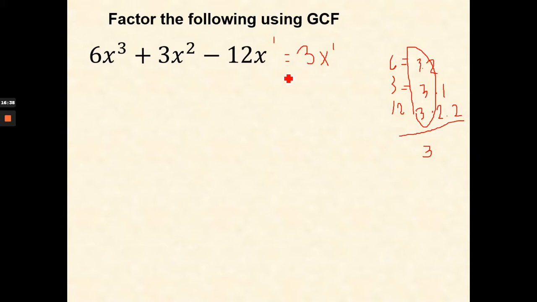Now, that is the first factor. You're going to find the second factor. How to find that? You're going to divide each term by the GCF, 3x raised to 1.